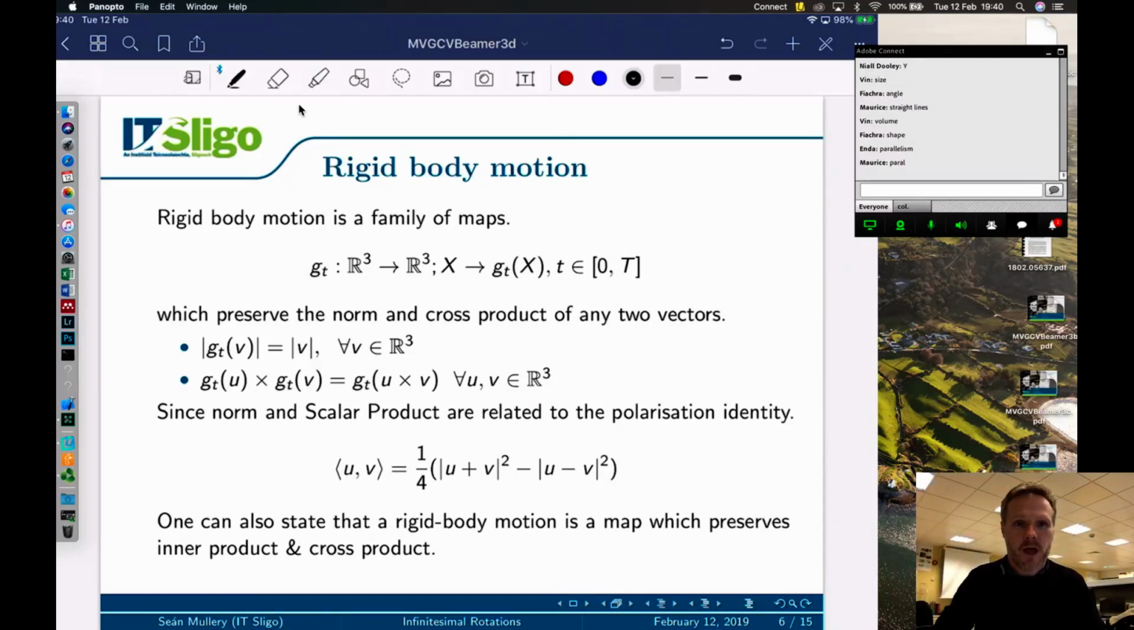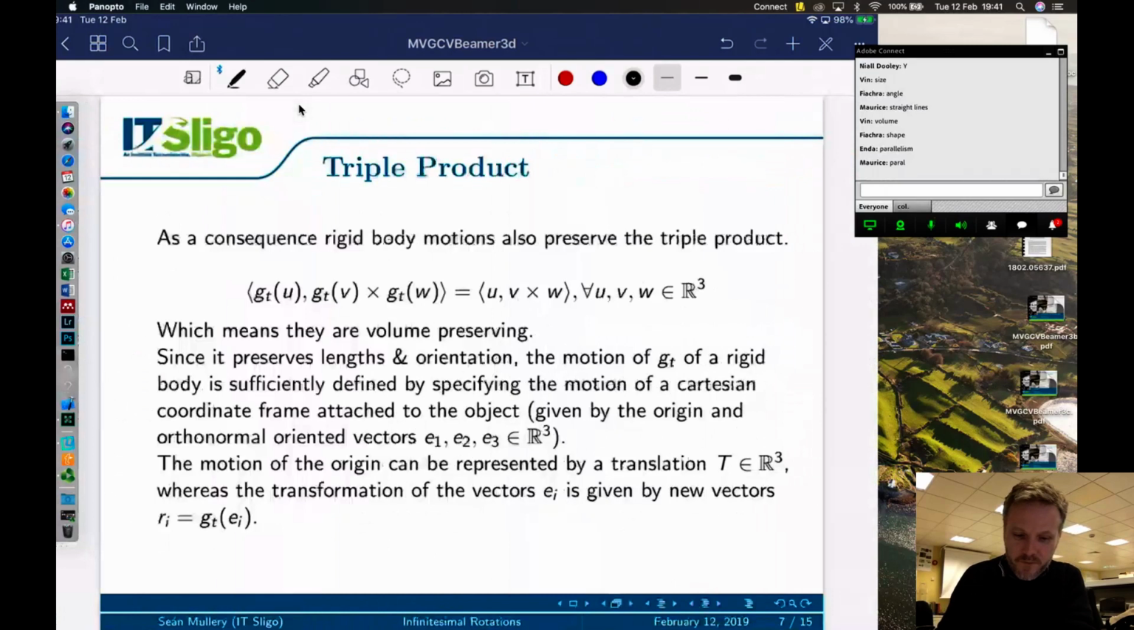So the norm and scalar product is just another word for the dot product. The norm and the scalar product are related by a thing called the polarization identity, which you don't need to worry about too much. But because of that, if we said we preserved the norm and the cross product, then we've also preserved the scalar product. So you can also state that the rigid body motion is a map which preserves inner product, again another term for scalar product, and the cross product. Trying to use all the different terms as I can.